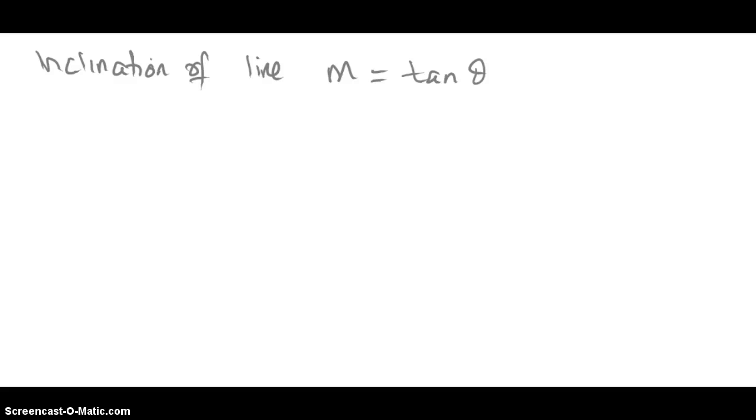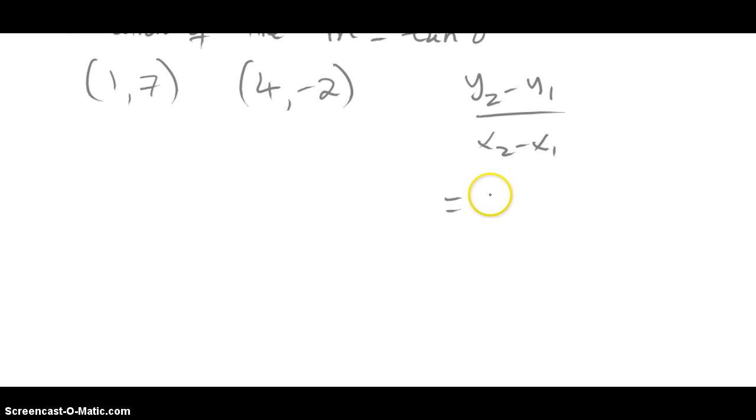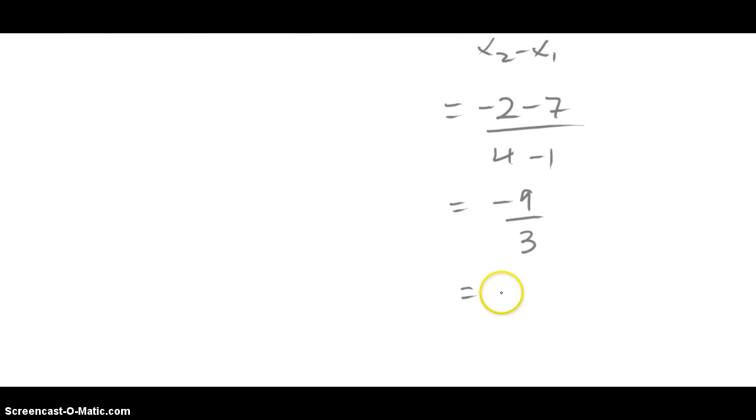What if you're asked to find the inclination of a line given 2 points? So let's pick 2 points. Let's say 1, 7, and a second point of 4, -2. Inclination is very different from slope, but first let's find slope. We know the slope formula is y2 minus y1 over x2 minus x1. Plugging in those points, we get -2 minus 7 over 4 minus 1, which is -9 over 3, which is the same as -3. So our slope is -3.